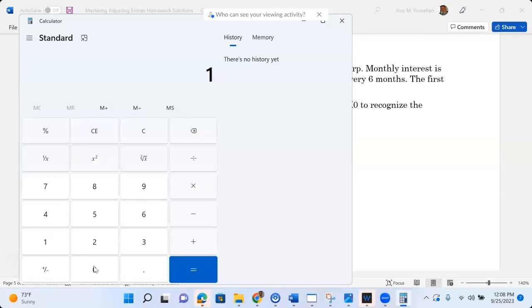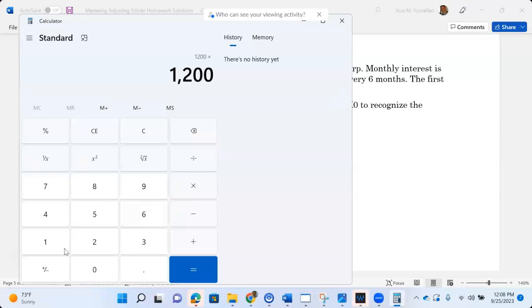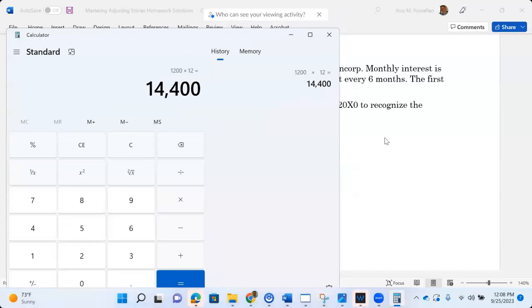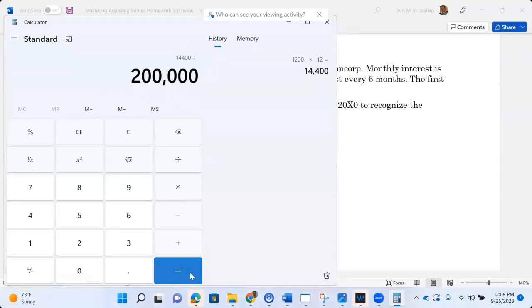So here we go, 1,200 times 12 months equals 14,400, right? And the borrowing is $200,000. So 14,400 divided by $200,000 borrowing. That gives you 7.2% annual interest rate.